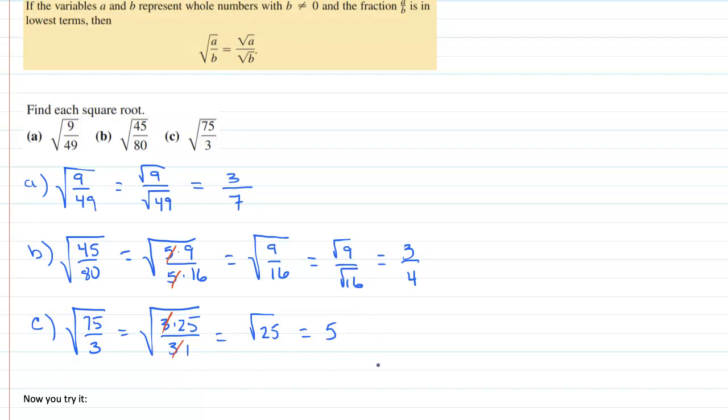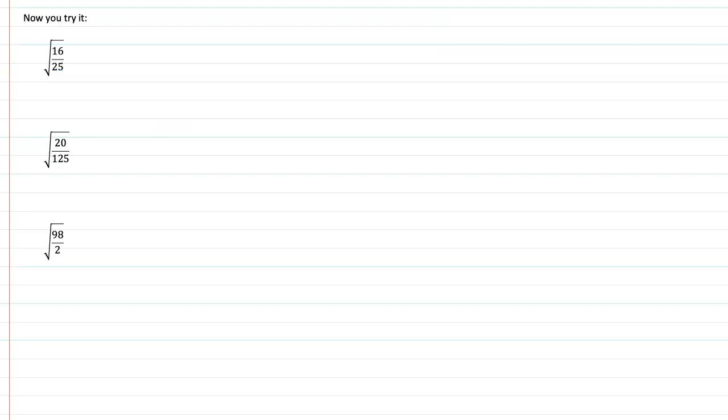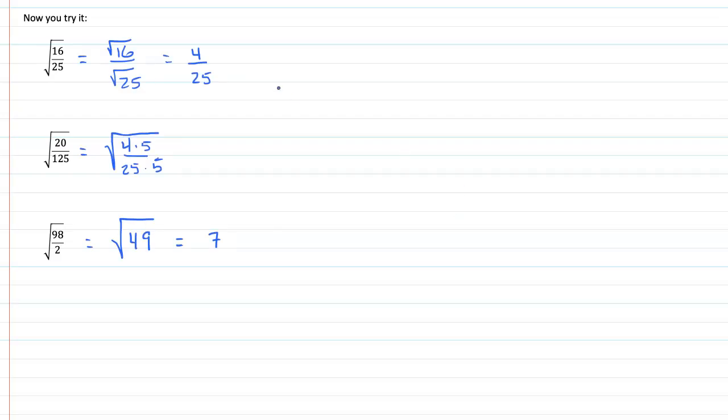Okay, now it's your turn to try it. Give these all a shot, and then you can turn it on and see how to do them. Okay, so I put all the answers here except for the second one. The first one is just the square root of 16 over square root of 25, which is just 4 over 5, not 25. So 4 over 5. So the square root of 25 is 5.